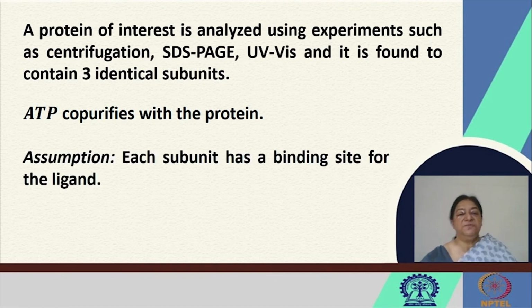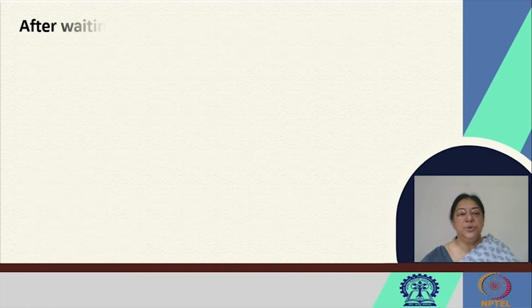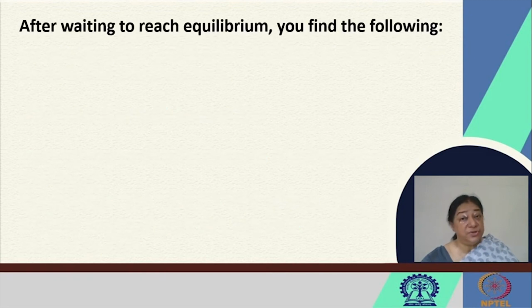So we have a specific assumption that each subunit has a binding site for the ligand, and an experiment is conducted where a specific concentration of the protein is put into the dialysis bag, and the bag is put into a solution containing ATP. Now we have to identify how much of the ATP is going to be bound to the protein. So based on this, we wait for reaching equilibrium.